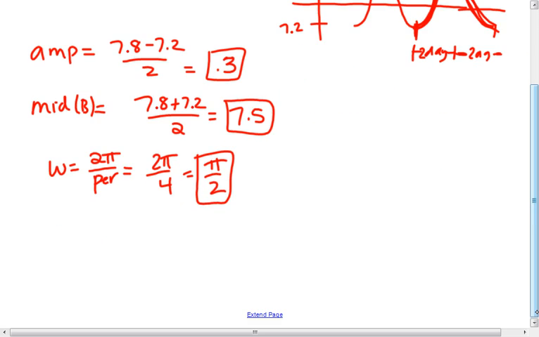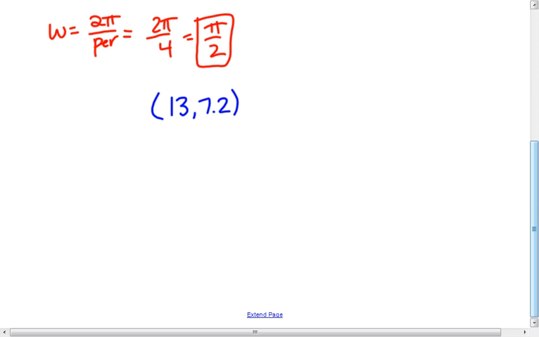And then we're going to go find our fancy phi. And again, to find your phi, you need to know the lowest value and when that occurs. So the lowest value is 7.2 on day 13. And again, time will always be on your x-axis. So day 13 is your time, and the y value of 7.2 is what you're going to have there. Okay? So here we go.